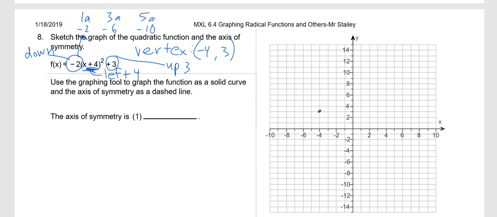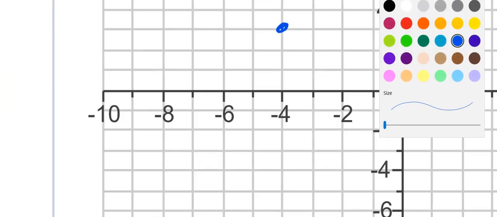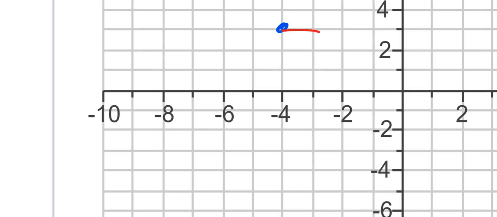Okay, so let's see here. Zoom in on this. If I go 1 unit to the right, which way do I go? And how far? 1 unit to the right. And how far? Up or down? Down how far? 2. Right? That's that 1A where we drop 2 units.